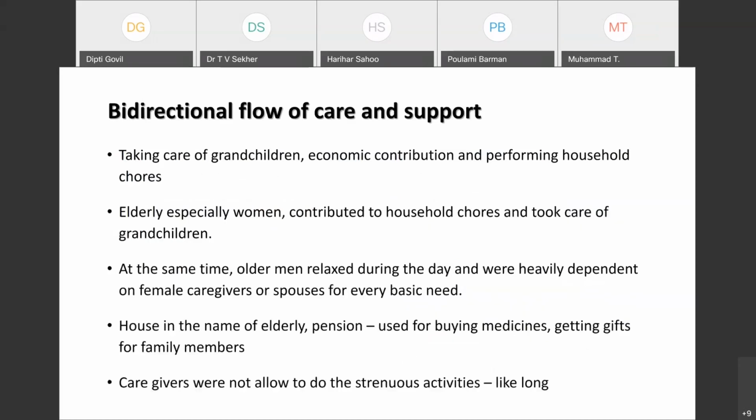A very interesting concept which came out from the study was a bidirectional flow of care and support.